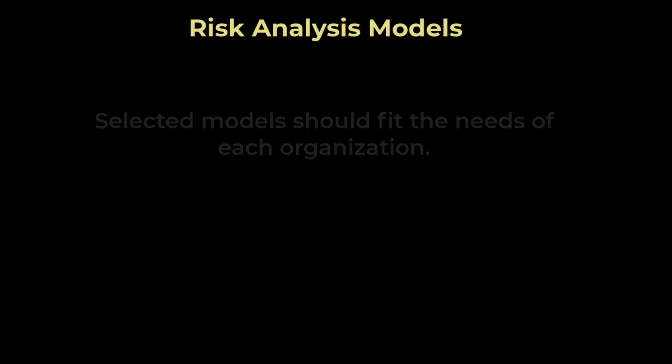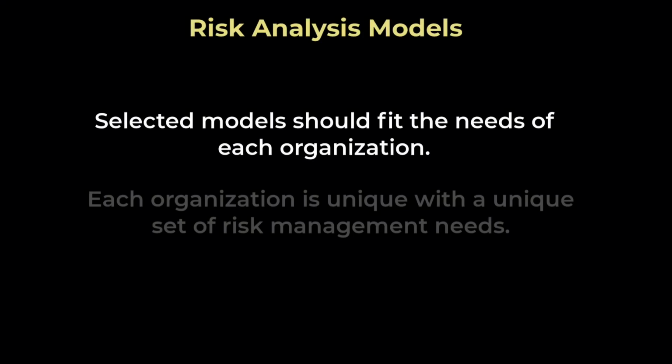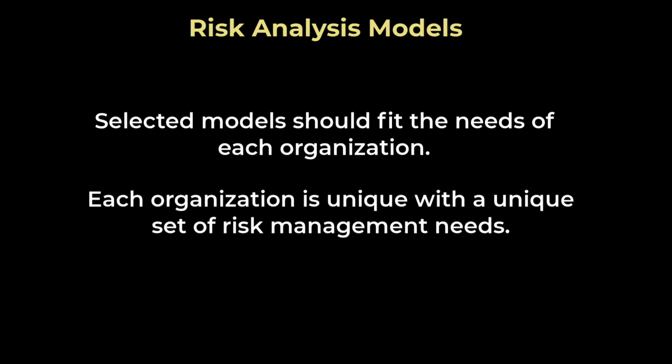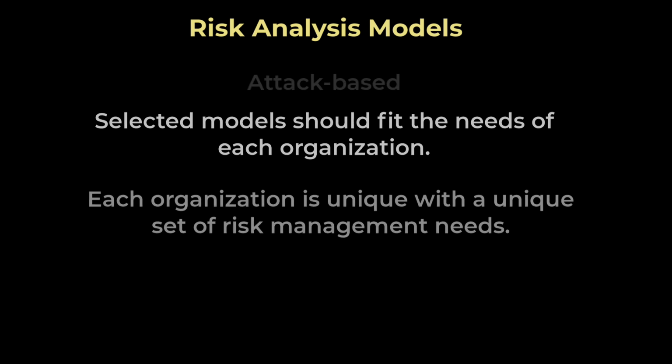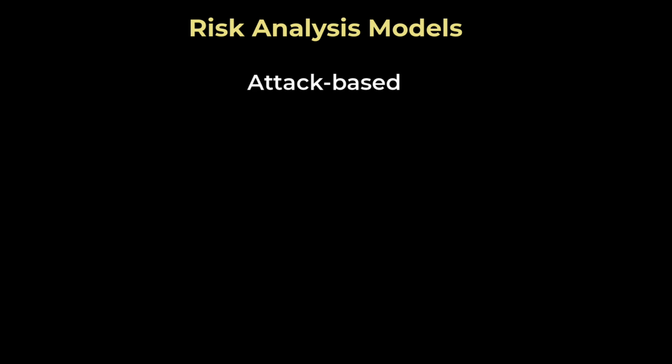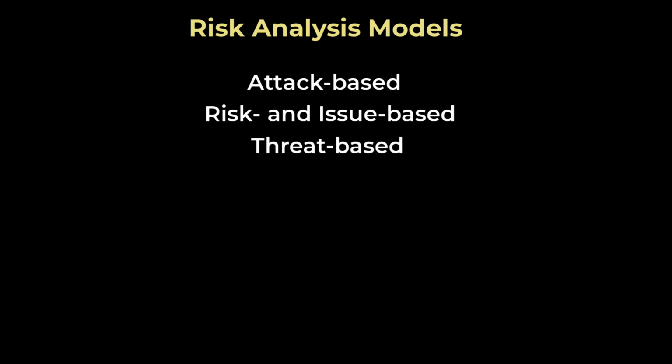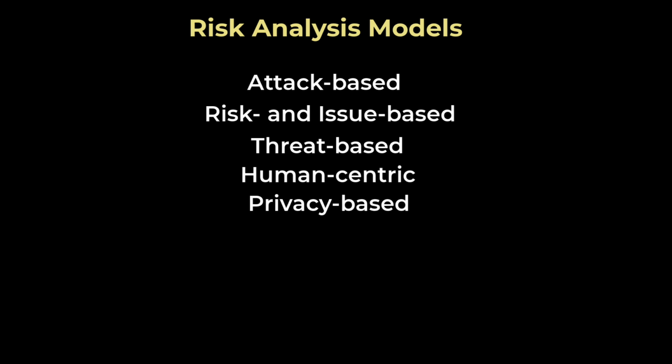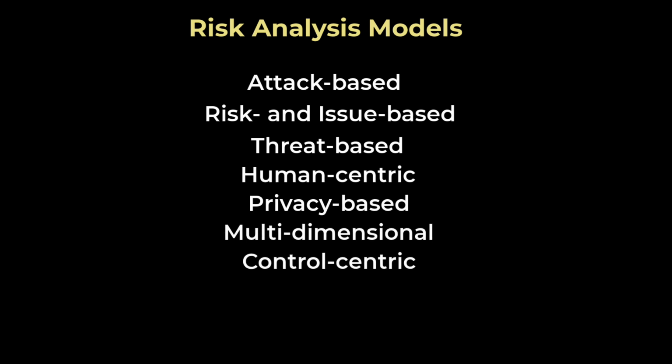Before beginning any analysis steps, an organization should research and select either a single risk analysis model or a hybrid, which combines elements from 2 or more models to best suit the organization. Based on the approach taken, models fall into 7 categories: attack-based, risk and issue-based, threat-based, human-centric, privacy-based, multidimensional, and control-centric.